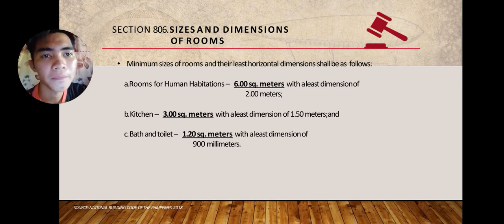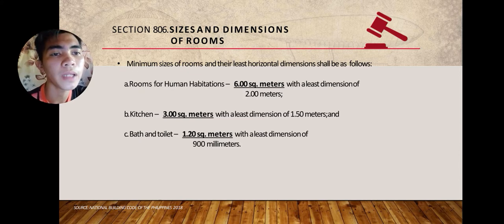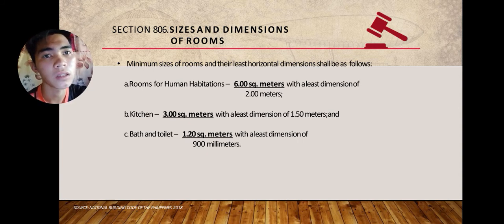Then kitchen. So gikinahanglan nga 3 square meters with at least dimension of 1.50 meters. And the bath and toilet, so gikinahanglan og 1.20 square meters with at least dimension of 900 millimeters. So mao gyud ni ang gikinahanglan sa size and dimension of the rooms, di ba? Mao ni sa section 806.